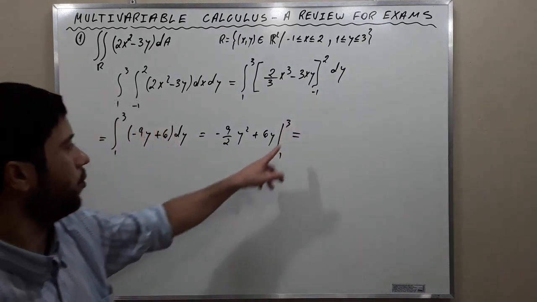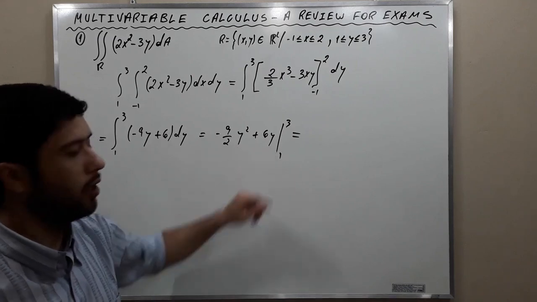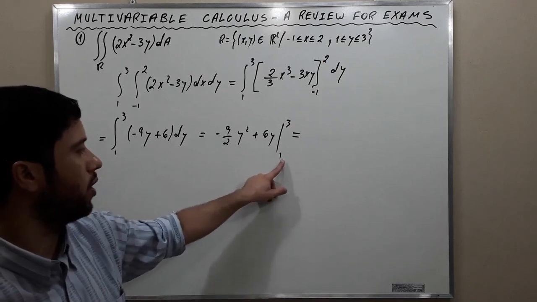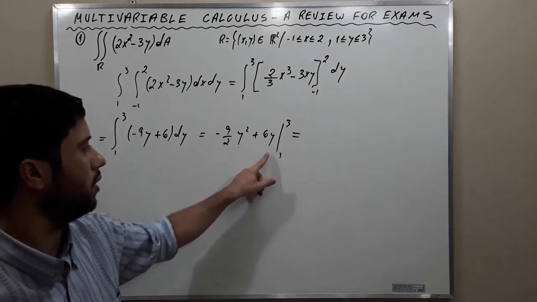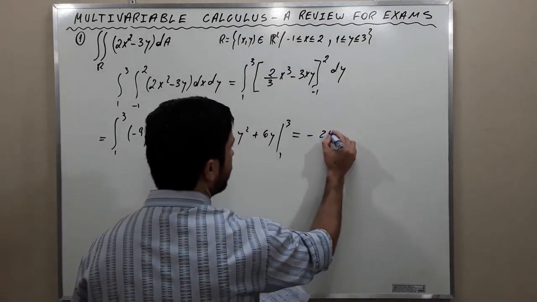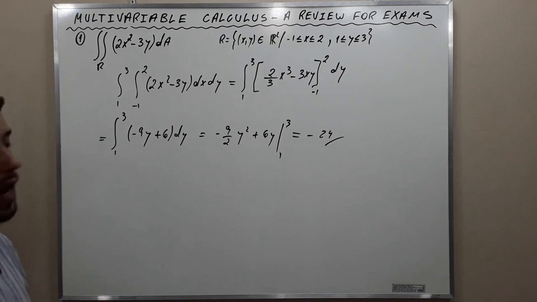We do the same, we apply 3 here and here, and subtract the application of 1 here and here. And then we get the number -24 as a solution of exercise 1. Okay? Let's go now to exercise 2.